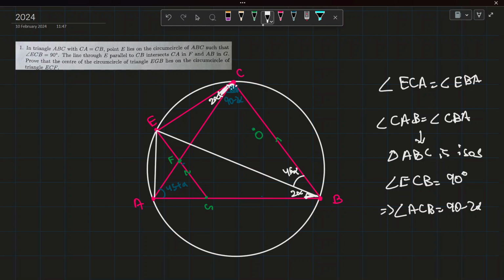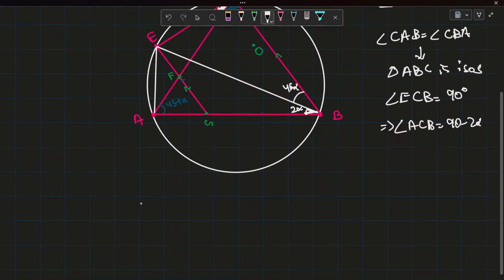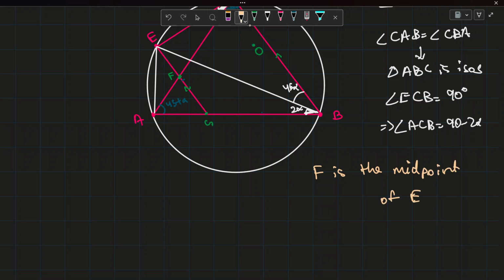Now notice this small triangle, EAG. Let me draw it to make it clear. This particular triangle, we claim that F is the midpoint of EG. So we will do it by proving that F is the circumcenter of triangle EAG, and thus we know that in a right angle triangle, the circumcenter is the center of the hypotenuse. So we will be done using that.